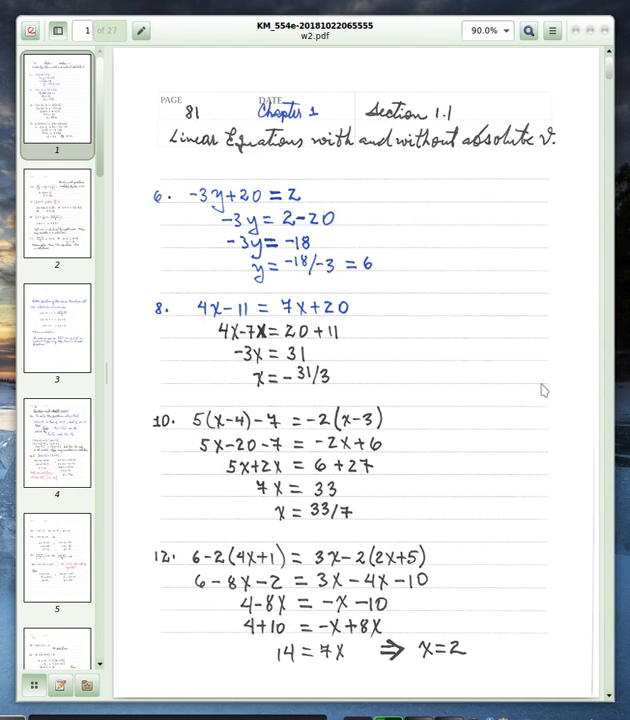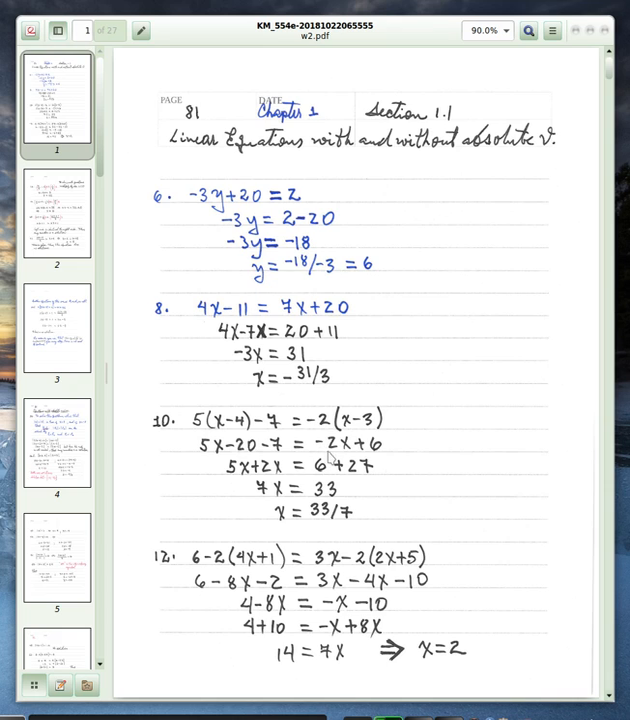Question 10, we have also the variable in two places. It's a little bit more complicated because we have to multiply by using the distributive property of multiplication over addition in both sides. Well, we do that. We get 5x minus 20. We get minus 2x plus 6. Why plus 6? Because we have minus 2 times minus 3.